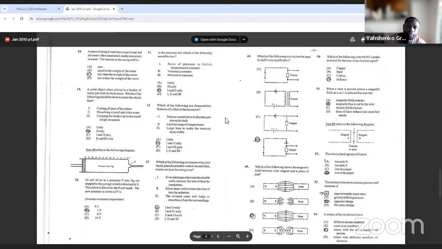All right, so here we go now. A piece of string is tied onto a small stone and the stone is then suspended totally immersed in water. The tension on the string will be, all right, so let me give a little diagram of what they're saying. So here's the stone on the string and the string. Then they put the stone in water.